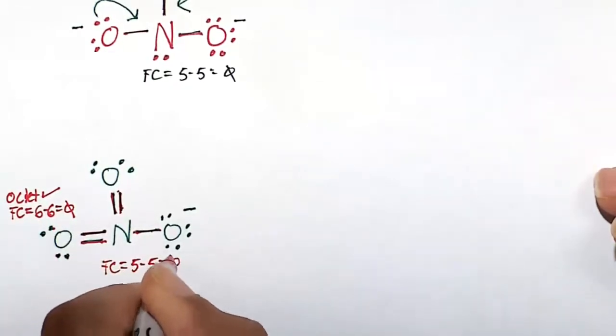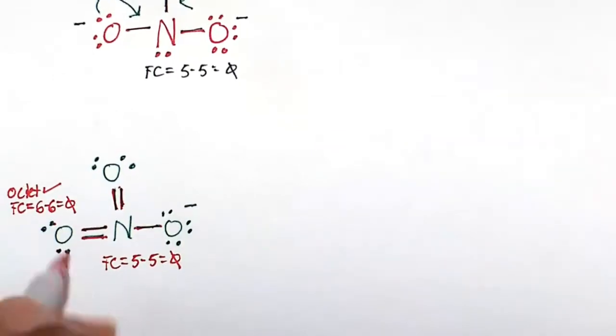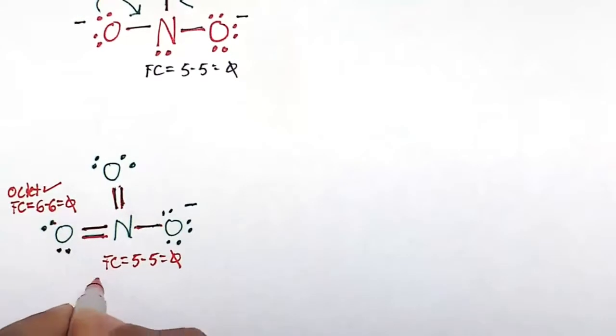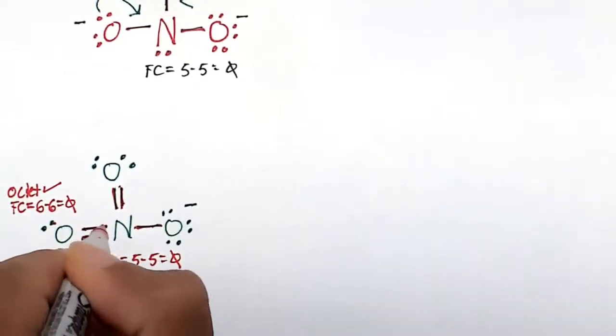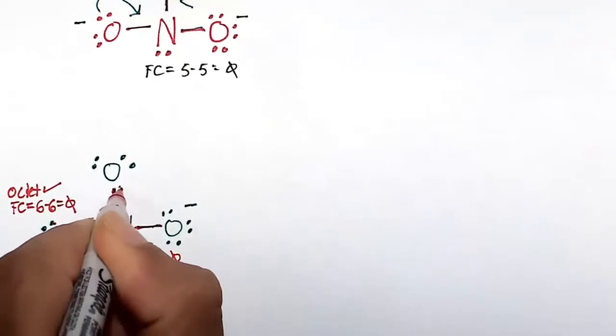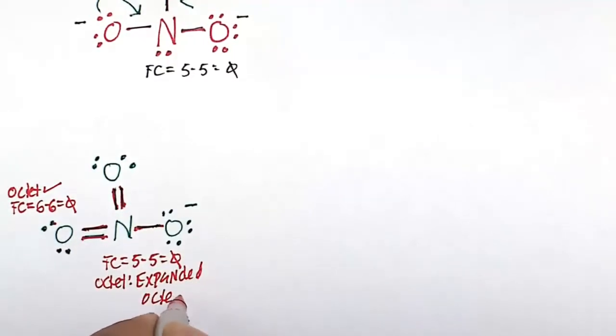5 minus 5 is 0. The formal charge looks really good on that nitrogen. The only issue is that we have an expanded octet, which is fine. Okay, it's okay. 1, 2, 3, 4, 5, 6, 7, 8, 9, 10. So instead of 8, we have the expanded octet for the nitrate ion, NO3 minus.